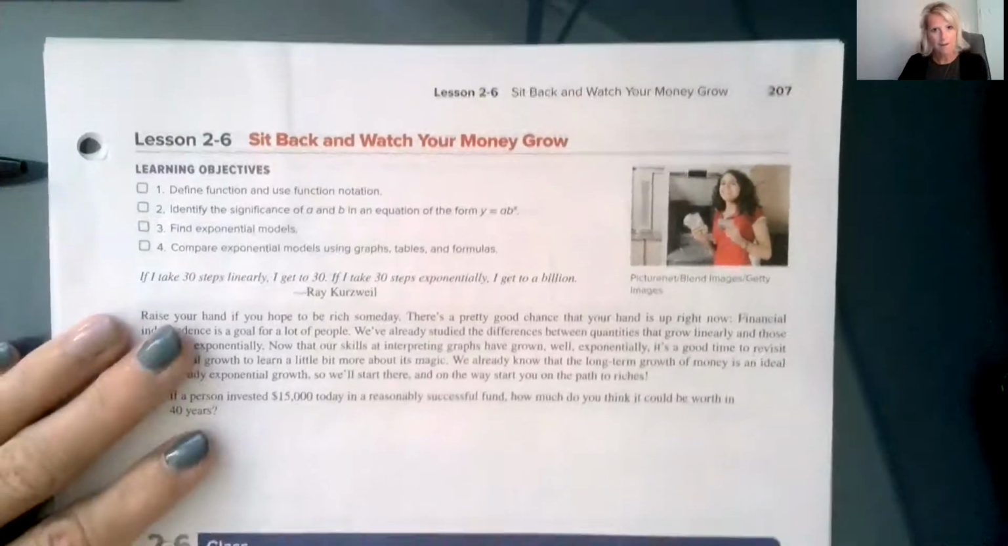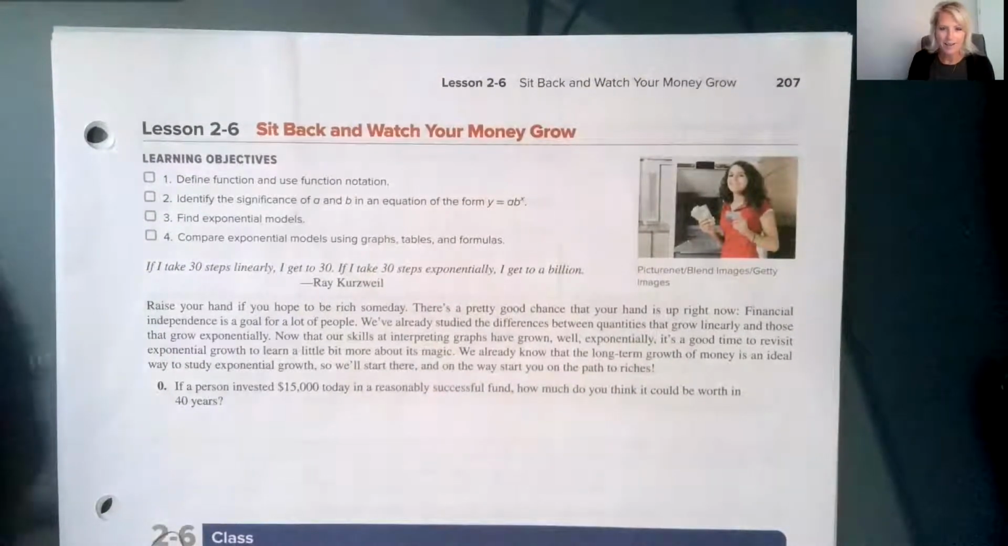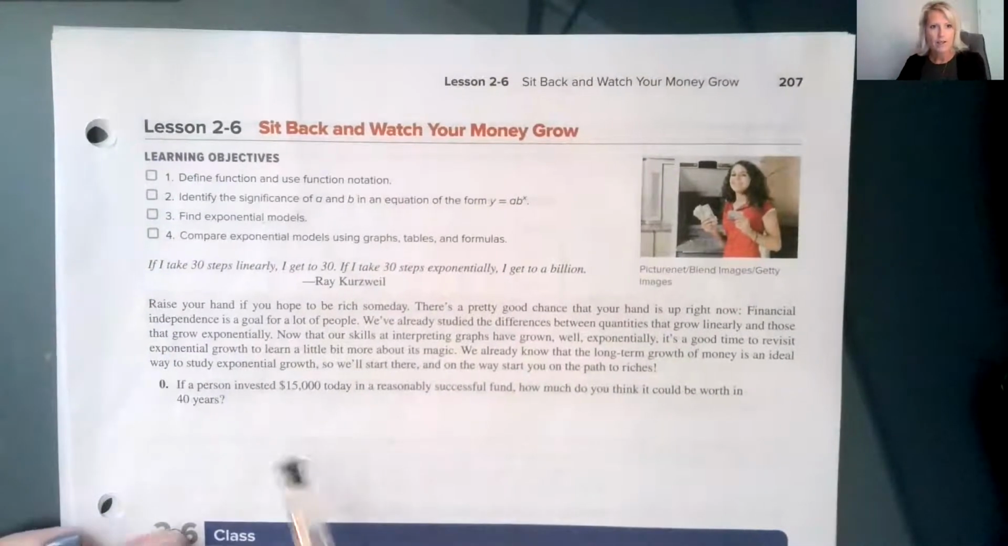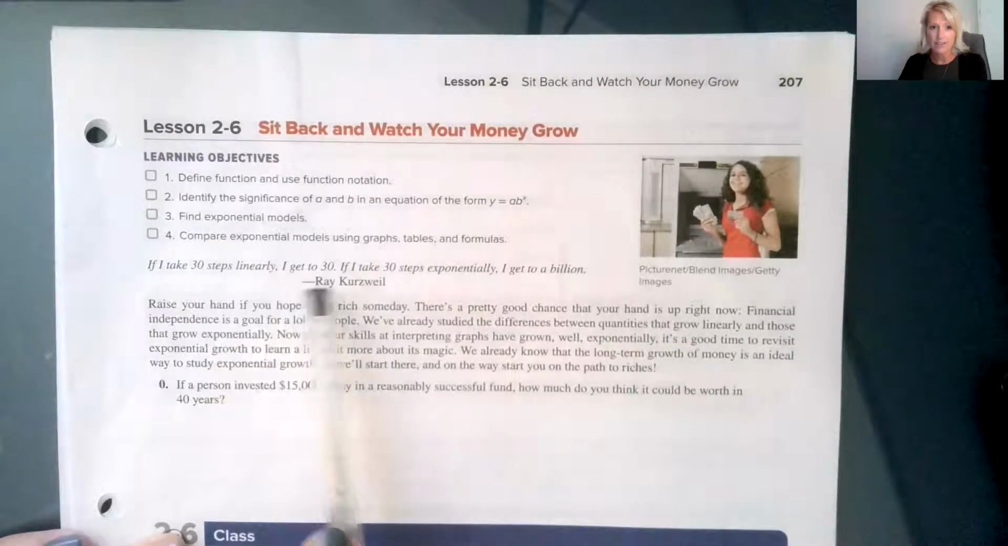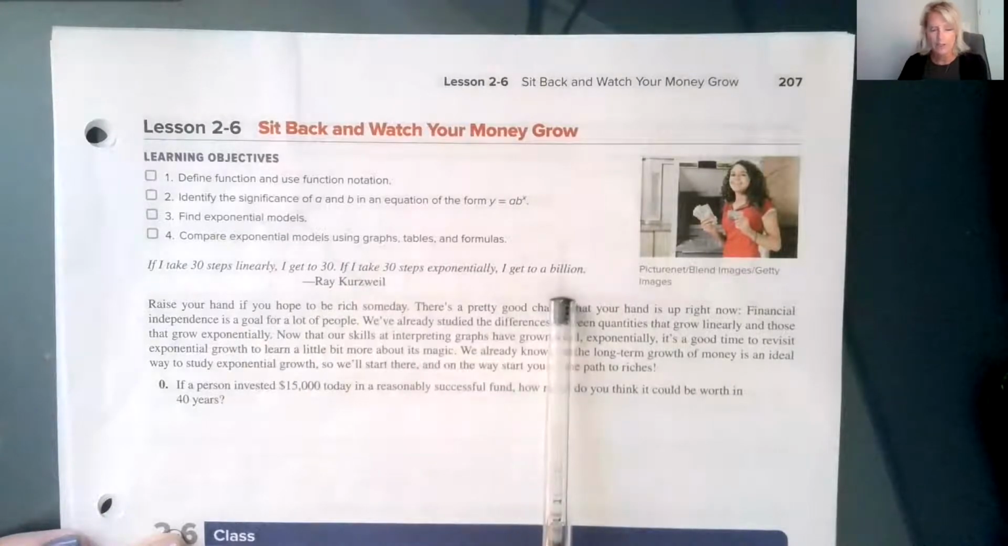Hello, today we are going to work on lesson 2.6. It's called Sit Back and Watch Your Money Grow. So I like to think how money can grow. Our quote for the day says, if I take 30 steps linearly, I get to 30. If I take 30 steps exponentially, I get to 1 billion.